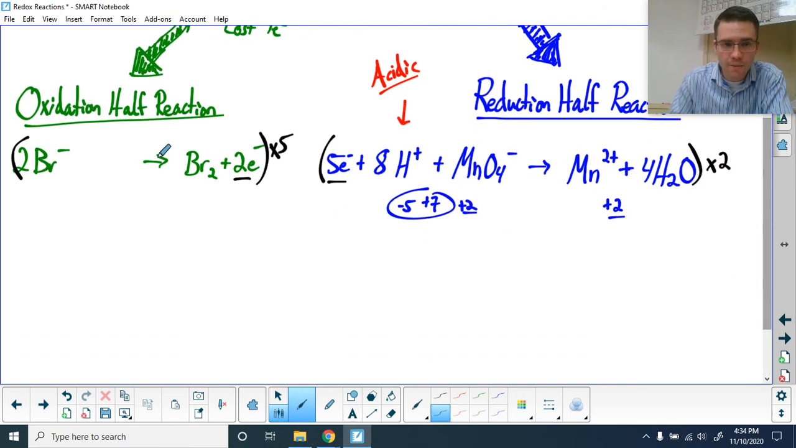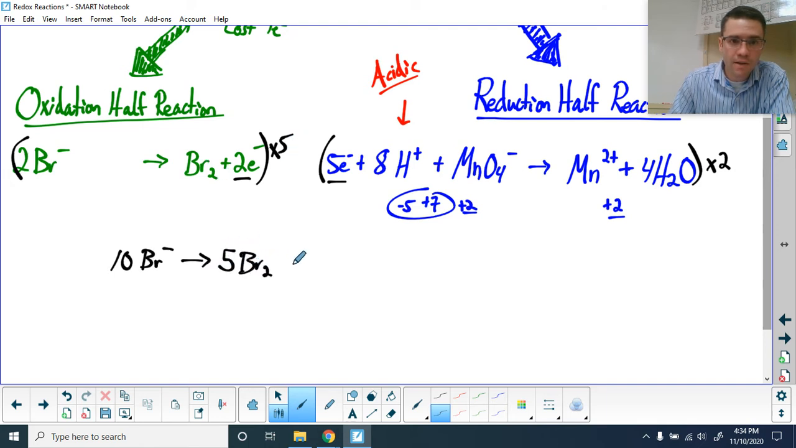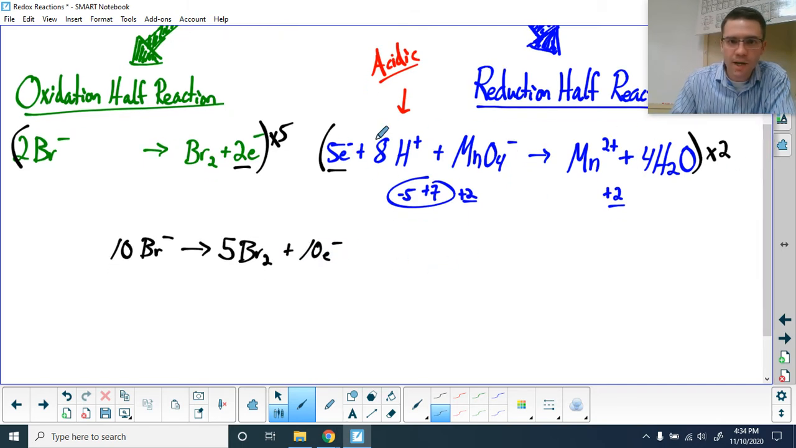And if you do that, I'll write out our math here. I'm going to write it one above each other so it's easier to add our equations here. But 2 times 5 is 10. So I'm going to go 10 Br with a minus. Turns into, on my product side, Br2 times 5 would be 5 Br2s. Plus 10 electrons. From my reduction half reaction, I get this. 2 times 5 for my electrons, I get 10 electrons on this side.